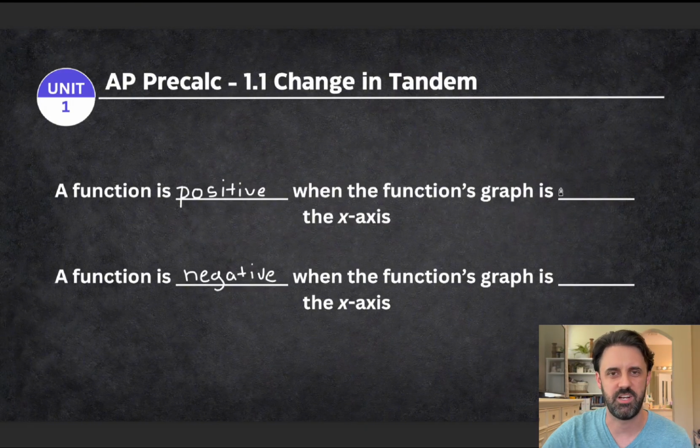All right, so we're going to start this lesson off by talking about when a function is positive versus negative. A function is positive when its graph is above the x-axis, and vice versa. A function is negative when its graph is below the x-axis.